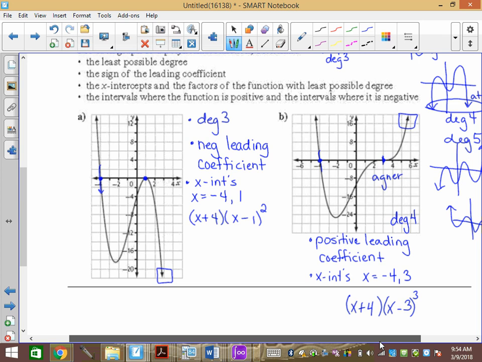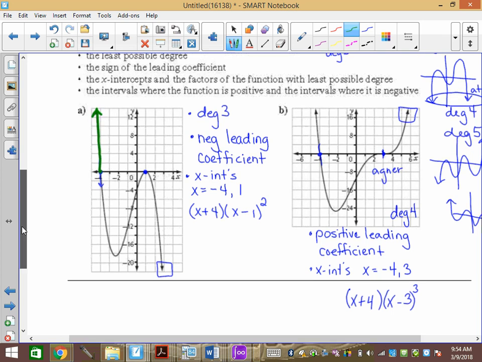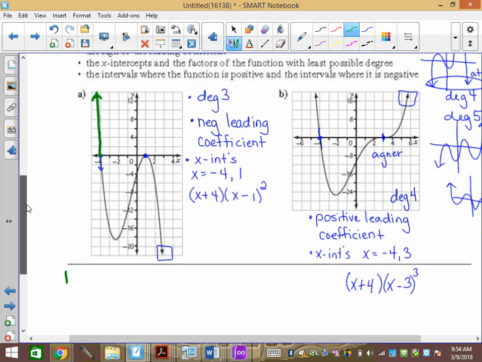Then it wants the intervals of the function that are positive and negative. So basically where the graph is above the x-axis, where the graph is below. So for A, the graph is above the x-axis here. We agree? Is that the only place it's above? So it's positive from negative infinity, we're listing the x values, right? To what? Nope, negative 4.